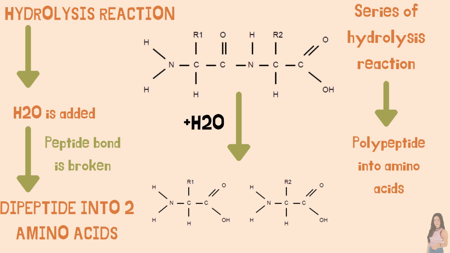Vice versa, to split a dipeptide into two amino acids, a hydrolysis reaction occurs in which water, H2O, is added to break down the peptide bond to make two amino acids. For a polypeptide, more hydrolysis reactions occur to produce amino acids.